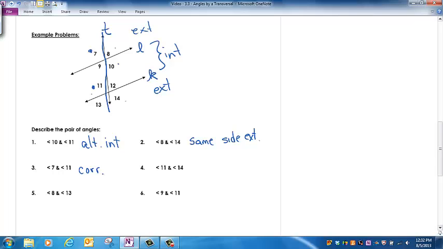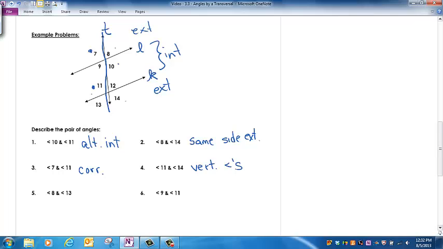Couple more, angle 11 and 14. What's up with that? Well, they're not one from each neighborhood. Let's go back to what we already know. Angle 11 and 14, vertical angles. I thought I could trick you, but clearly not.